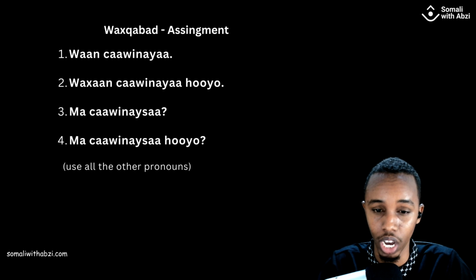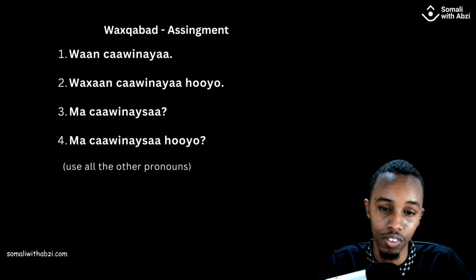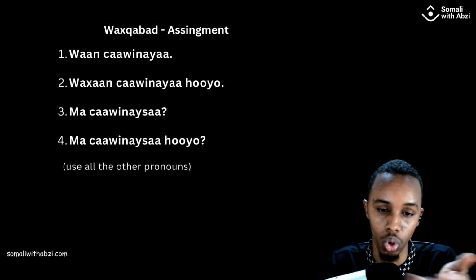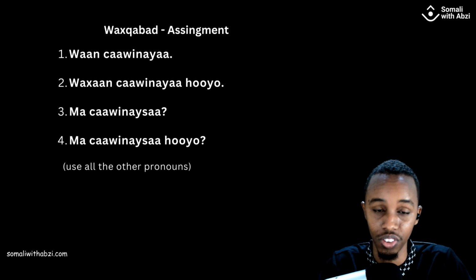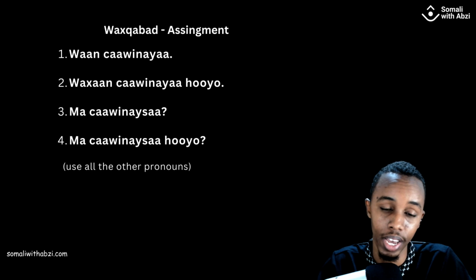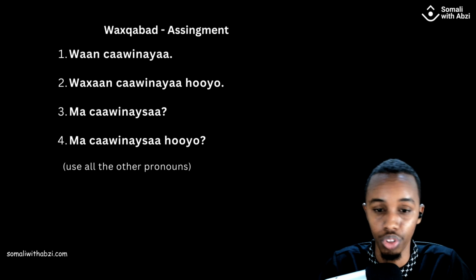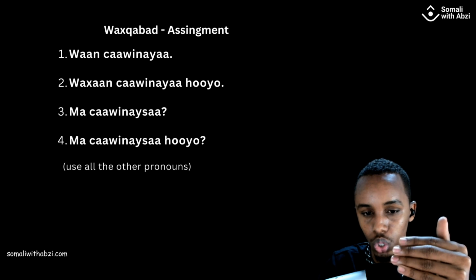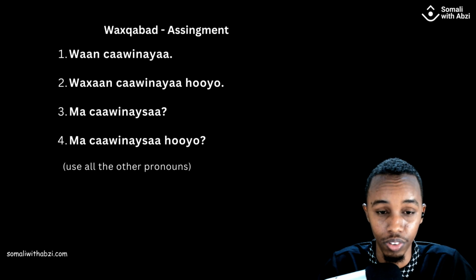Number 2, waxaan caawinayaa hooyo. This is a complete sentence. You're going to also make, this is I am helping mom. So you, we, they, he, she. And for a question, ma caawinaysaa, this is are you helping mom? So we can make, is he helping mom? Is she? Are we helping mom? Are they? All of them. And then ma caawinaysaa hooyo. This is the complete sentence, and that was the shortened one. So yeah, and I hope the lesson was very big because the things we're learning today are very valuable.